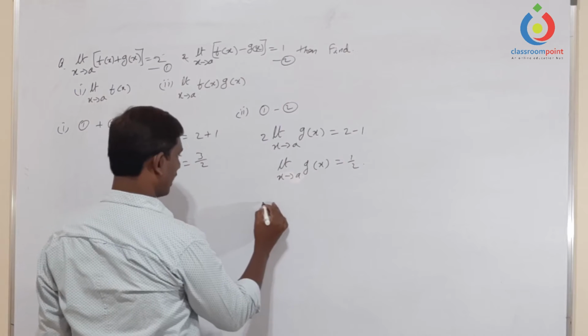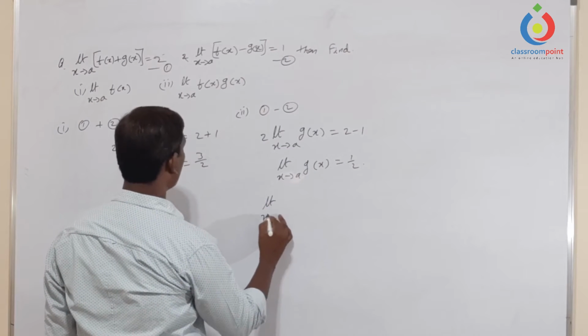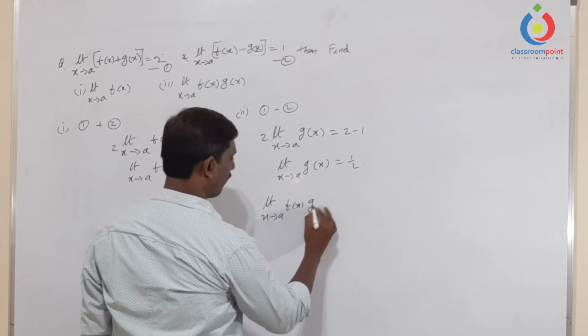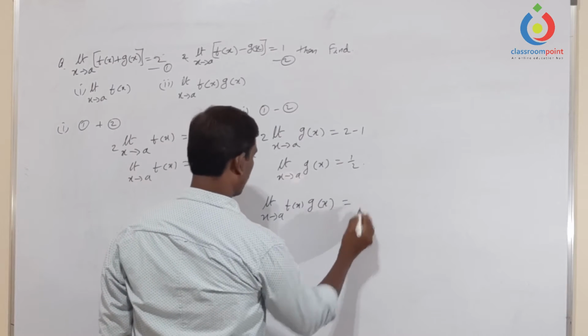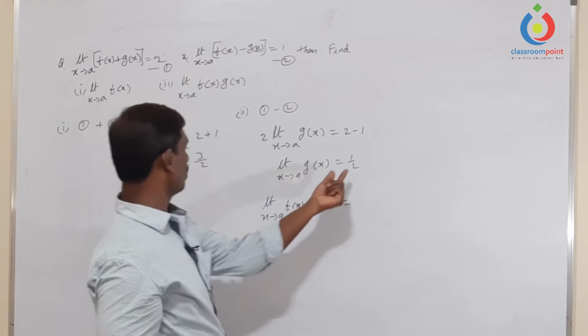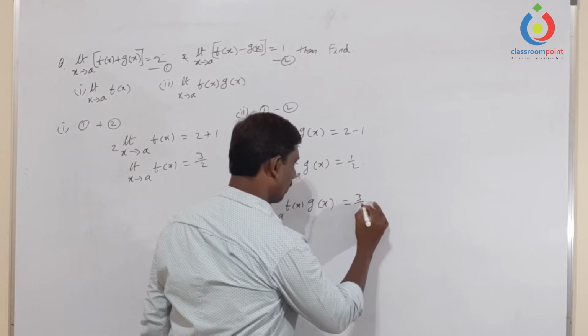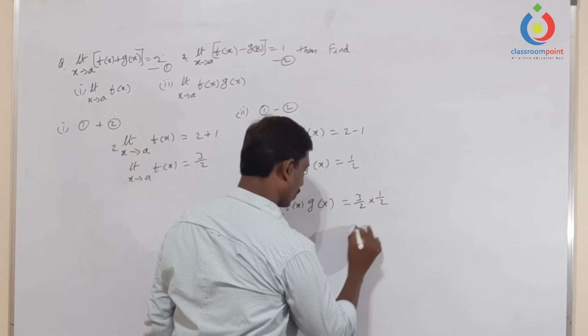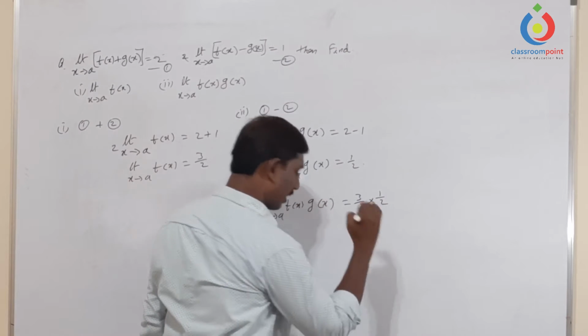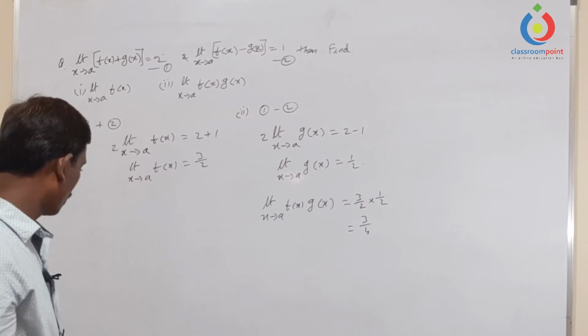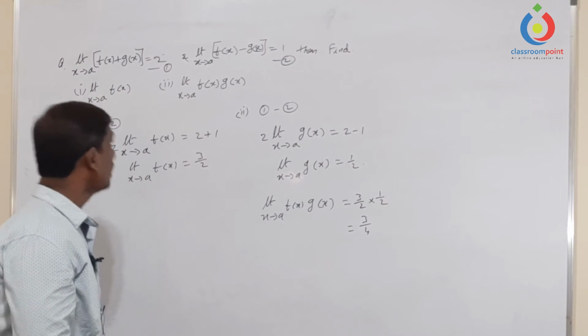Now, what they want in the second is limit x tends to a, f(x) into g(x). That is equal to f(x) value 3 by 2, g(x) value 1 by 2. So, the final answer is 3 by 2 into 1 by 2, that is equal to 3 by 4. Right? Next, we have one more question.